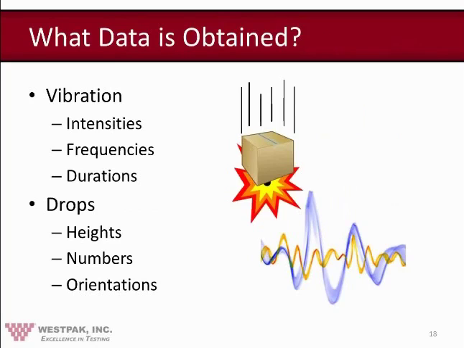Thanks, Edmund. So we've been talking about metricizing these elements of the distribution environment. What in the world is the data we're looking for, and how do we quantify things like vibration and impacts? For the vibration environment, we are interested in the intensity levels of vibration, the frequency bands in which that vibration occurs, and the duration of the vibration input during a typical shipment cycle.